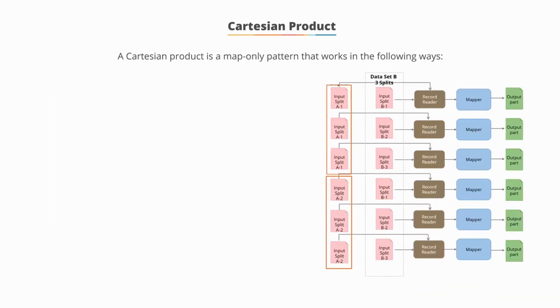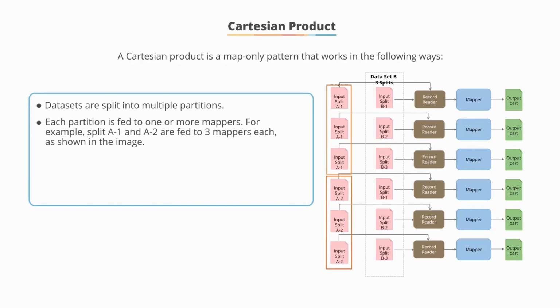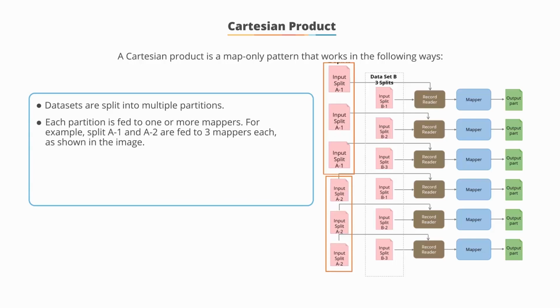The Cartesian product. A Cartesian product is a map-only pattern that works in the following way. Datasets are split into multiple partitions. Each partition is fed to one or more mappers. For example, in the image shown here, split A-1 and split A-2 are fed to 3 mappers each.